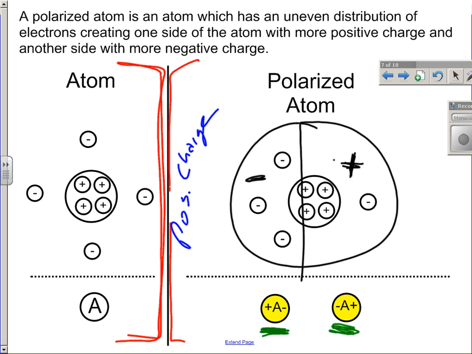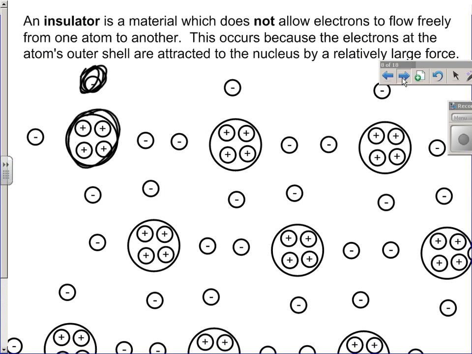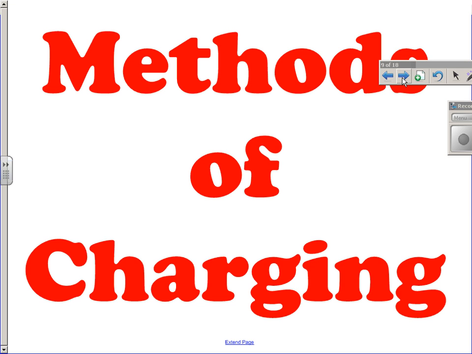Okay, so now that we know all the different things that can happen to an atom, those things being polarization or ionization, we can learn about the methods of charging, which was the whole point of this video, right?